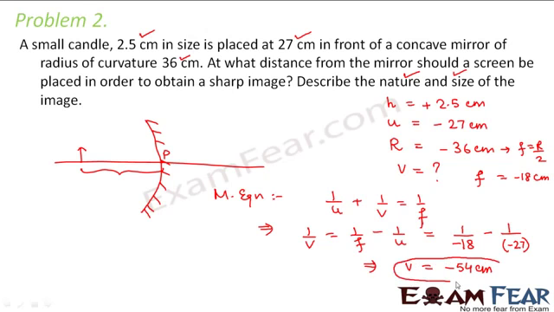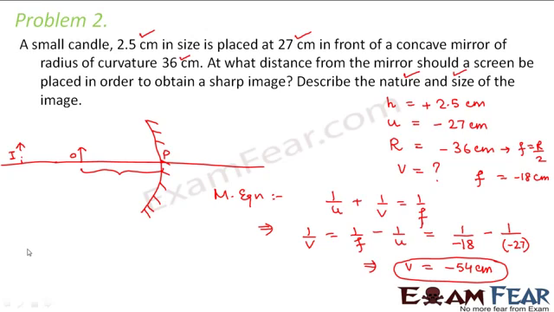So what does it say? It says that the image will be formed at a distance of 54 centimeters from the mirror and the sign is negative. That means the image will be formed somewhere here, right? This would be my image. Now it doesn't tell anything about whether the image will be erect, virtual, or how it will be.